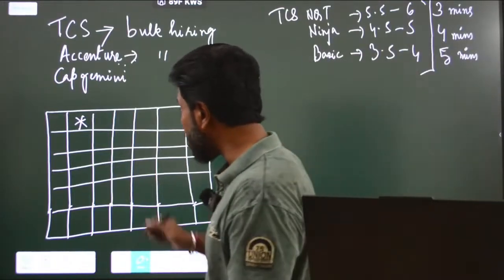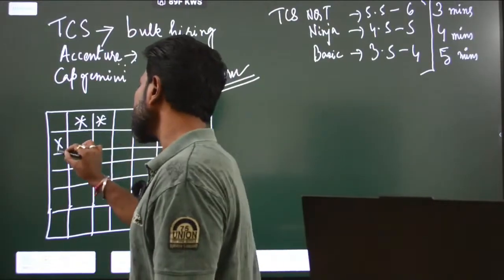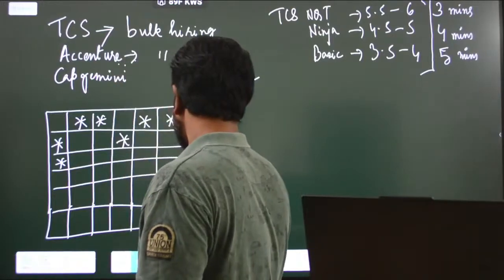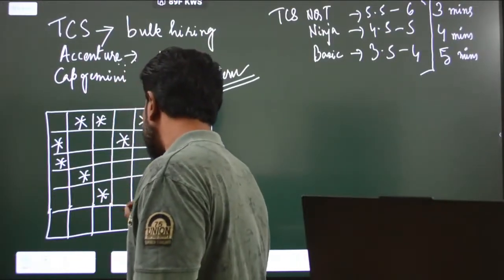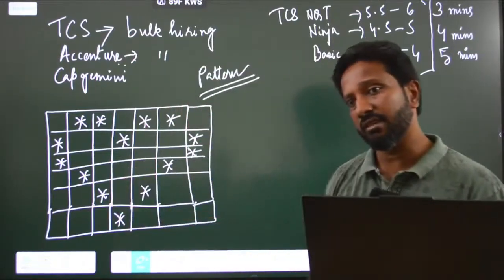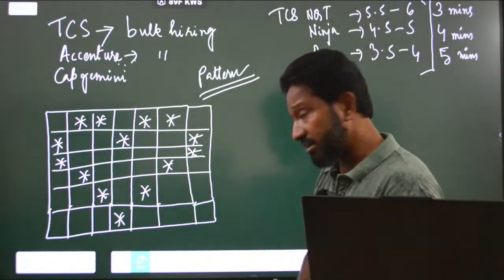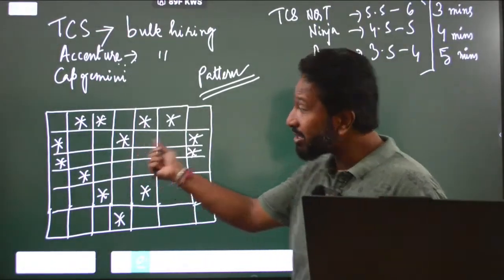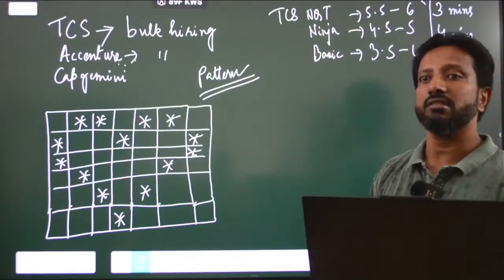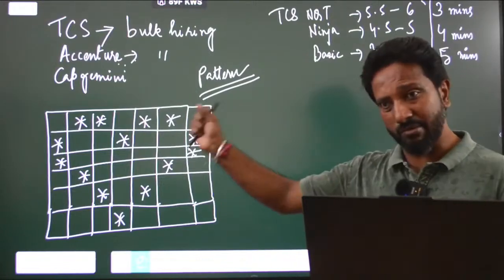Fine. So let's talk about this now. 1, 2, 3, 4, 5, 6, 7, 8, and 9, 10, 11, 12, 13, 14. What pattern is this, guys? It's the hard pattern. I hope in your engineering you have solved a lot of patterns. Can you solve this pattern in 3 minutes to get 5.5 to 6 LPA package? That's the question. Think about it. Take a pause and think about it.